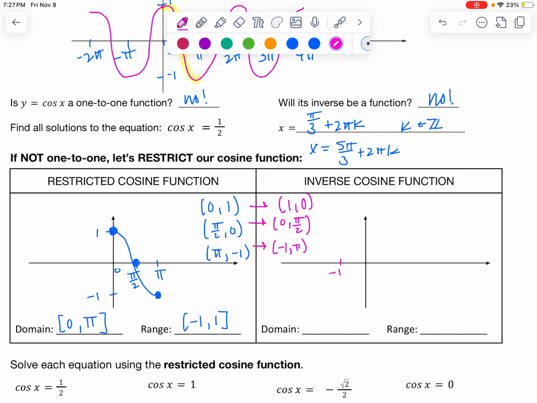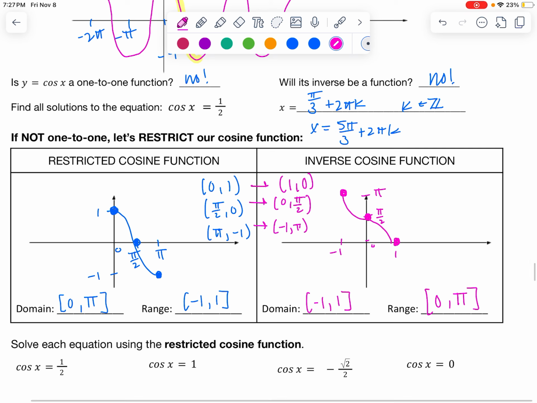So here's -1, here's pi over 2, and 0. So -1, pi, that's my first point right there. 0, pi over 2 is right there. And then I have 1, 0. And now this is my inverse function of cosine, where my domain is now -1 to 1, and my range is 0 to pi. So same exact thing, right? We're just going to flip from the restricted cosine function to my inverse cosine function.